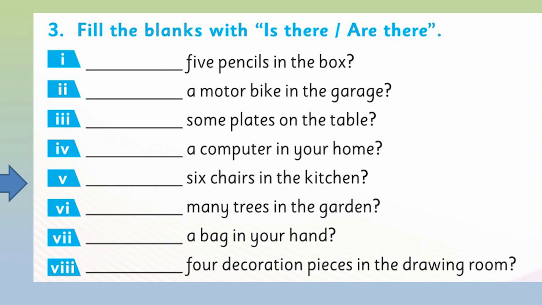Now look at question number 3. Fill the blanks with is there and are there. Now this is interrogative form, question form. We will ask questions. You have to put is there for one item and are there for more than one item. And all of these are in question, interrogative form. Look at the first one. 5 pencils in the box. Yes, 5 pencils, more than one. So what we will do, we will choose are there. Very good.